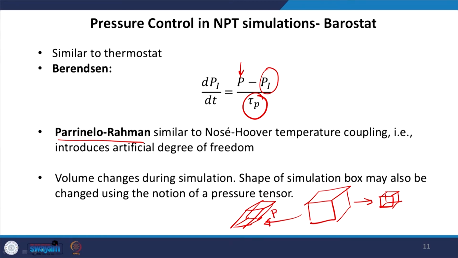In the anisotropic case, we make use of something called a pressure tensor, where essentially the pressure or the stress may vary along different faces of the simulation box.